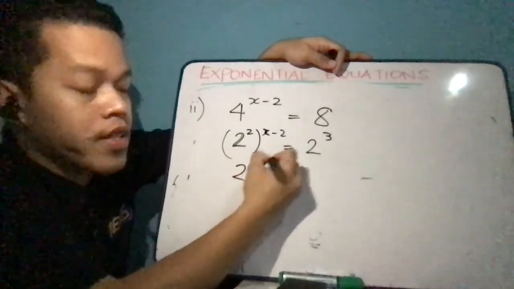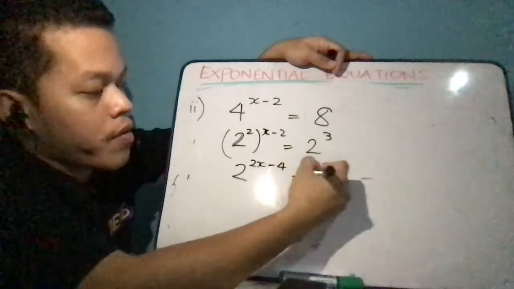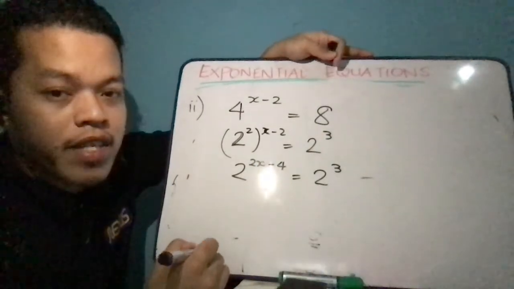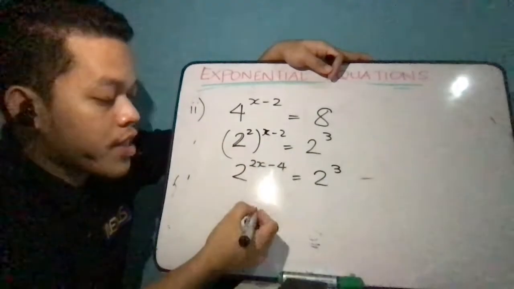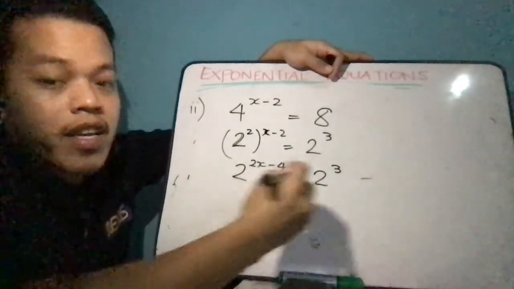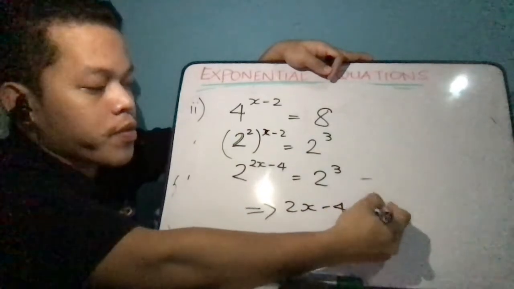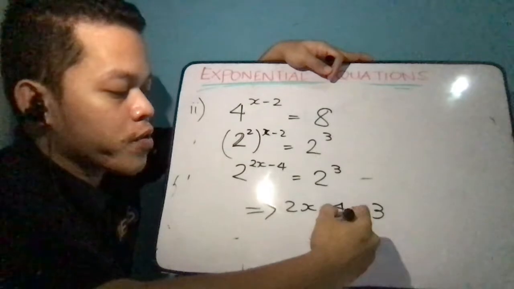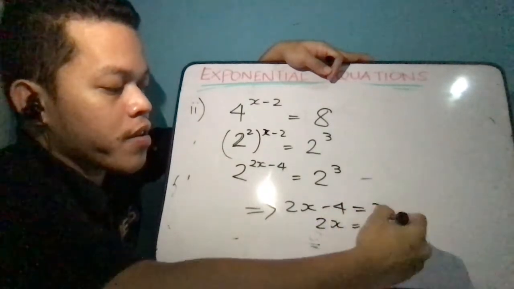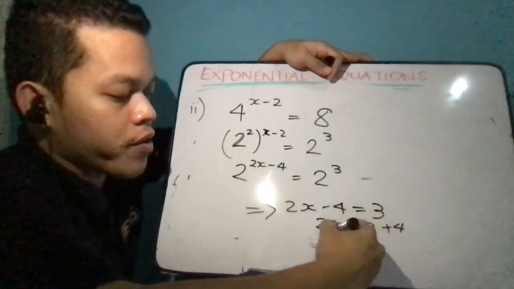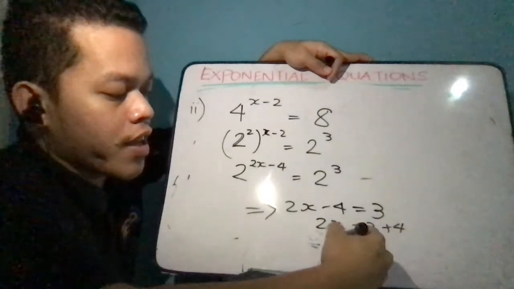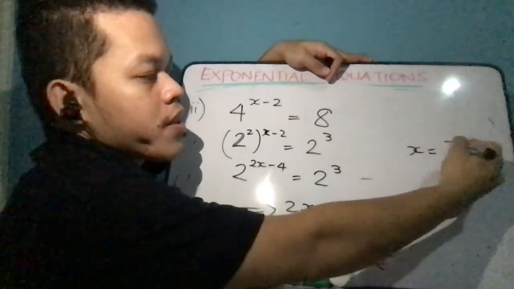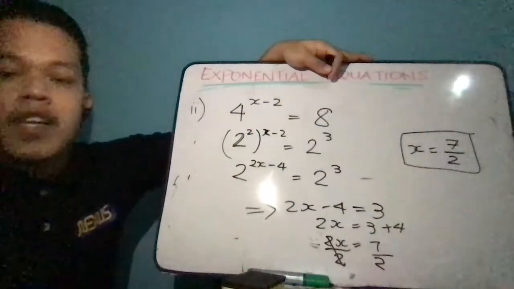We have 2 to the 2x minus 4 equal to 2 cubed. Since we have already arrived at the same bases 2 and 2, this implies that we can equate the exponents. 2x minus 4 equal to 3. And solving for the value of x, we have 2x is equal to 3 plus 4. Therefore, 2x is equal to 7. And divide both sides by 2. This gives you x equal to 7/2. So the value of x is 7/2.